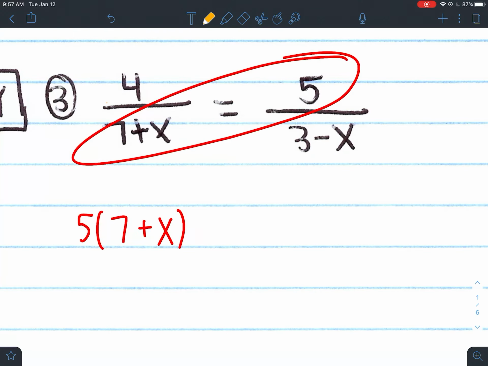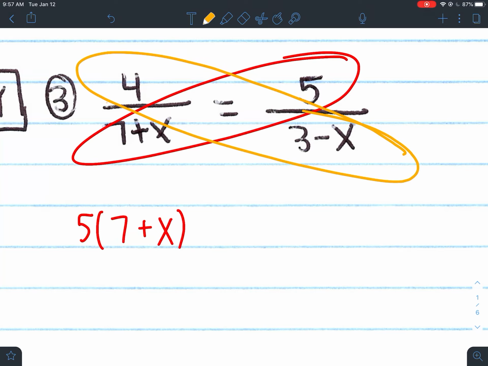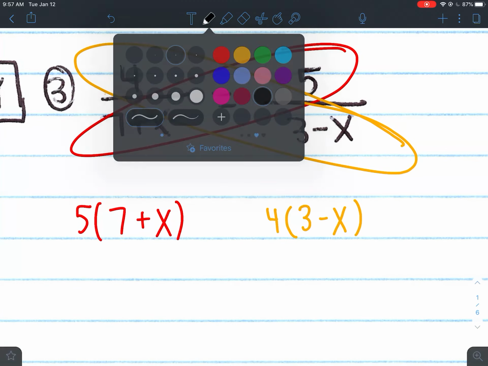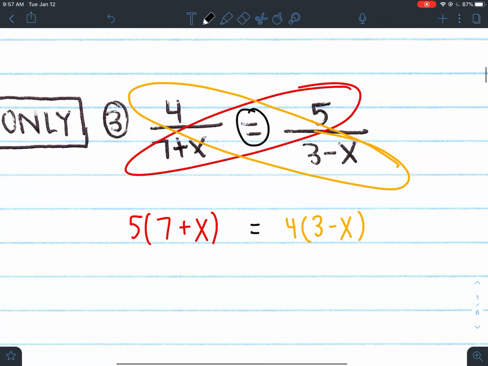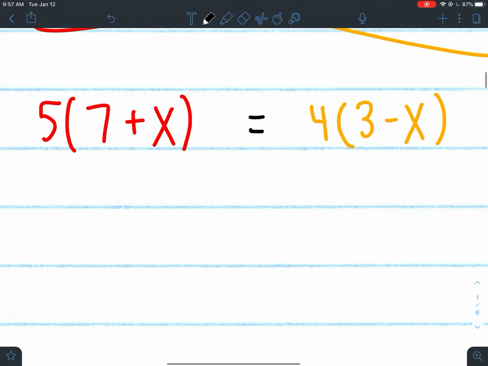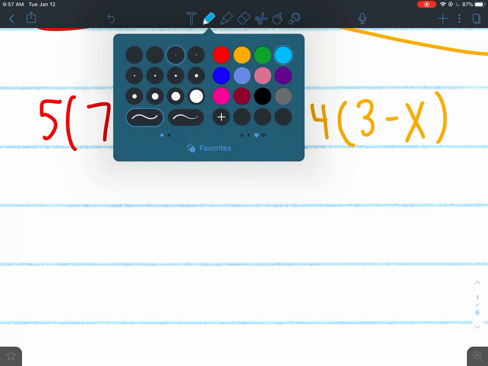And then the other butterfly wing, you're going to do 4 times 3 minus x. You have 4 times 3 minus x here. Okay, now in the middle, you still have an equal sign. So anytime you have a proportion, you would cross multiply. So now we have this beautiful equation, which is a lot easier to solve here.